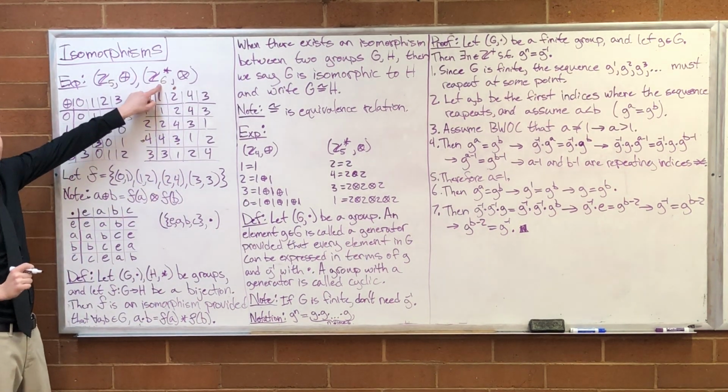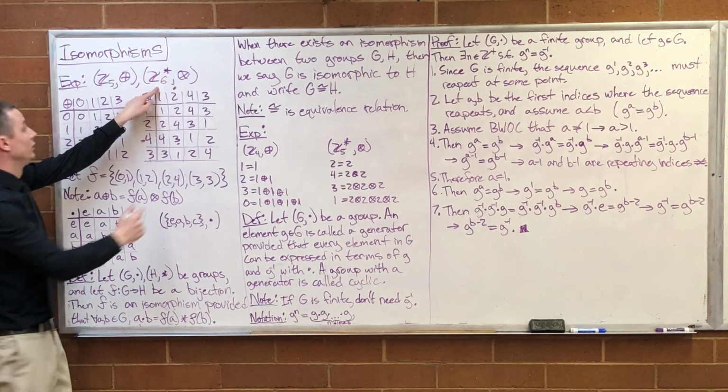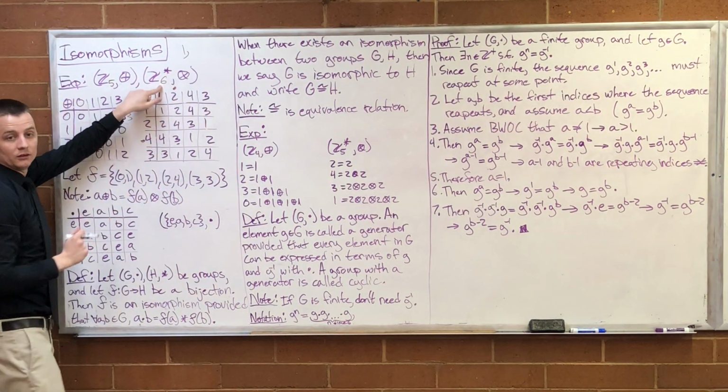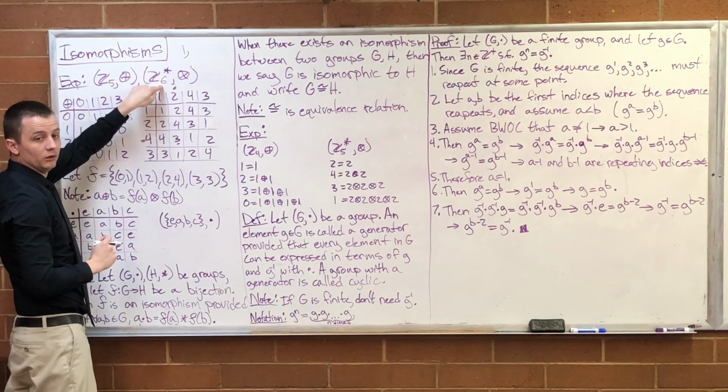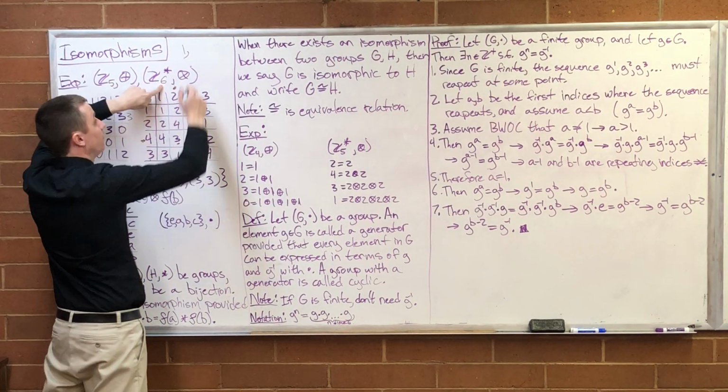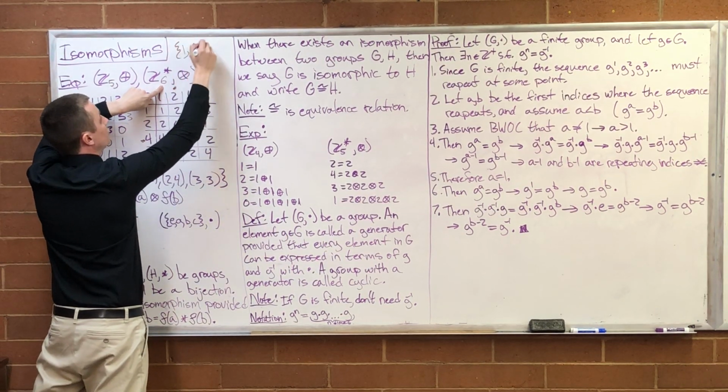What are the elements of Z6? You have 1, 2, 5. Okay, sorry. There you go. That's your full set.